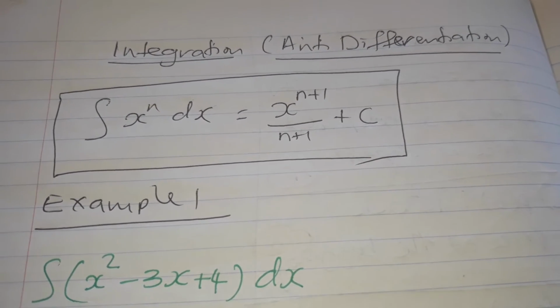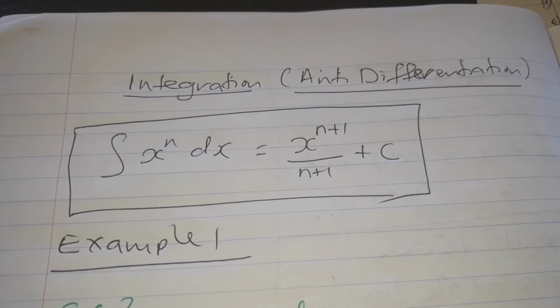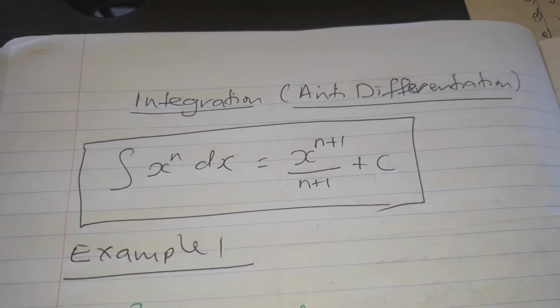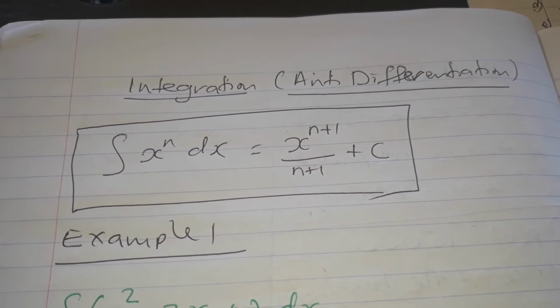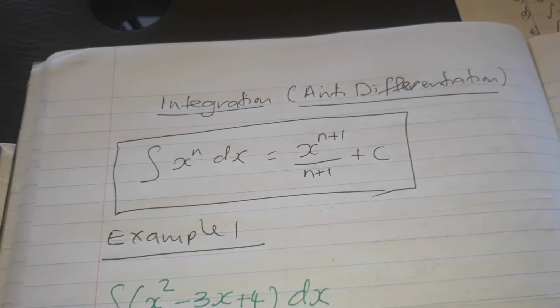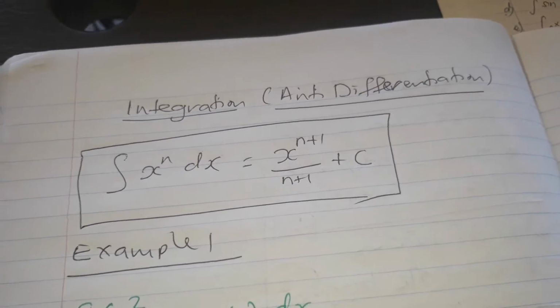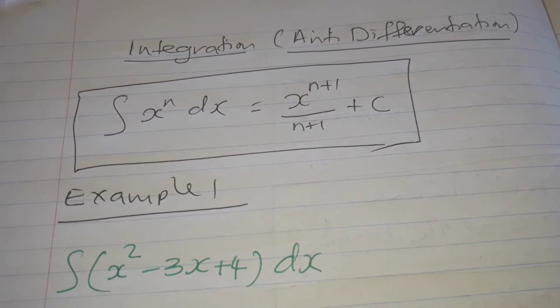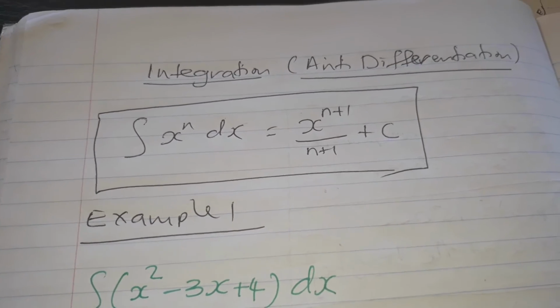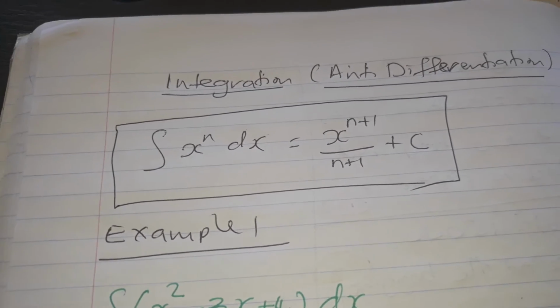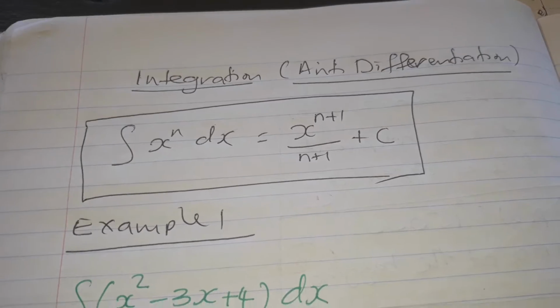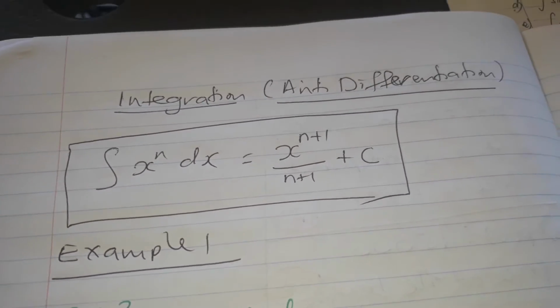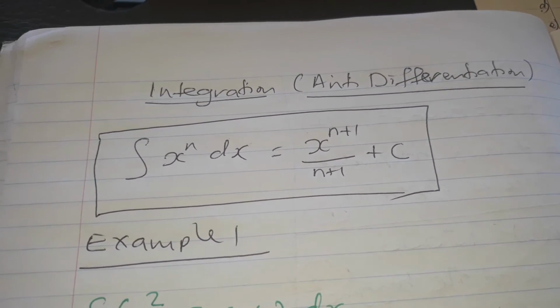Integration, another name for integration is anti-differentiation. The word anti-differentiation means it's the opposite of differentiation. So we did differentiation earlier, where you multiplied the power in the front and subtracted one from the power. So anti-differentiation or integration is just the opposite of differentiation. We are going to do the opposite.